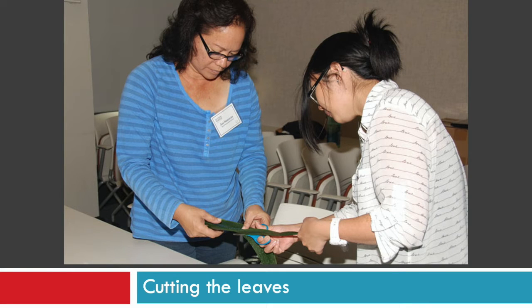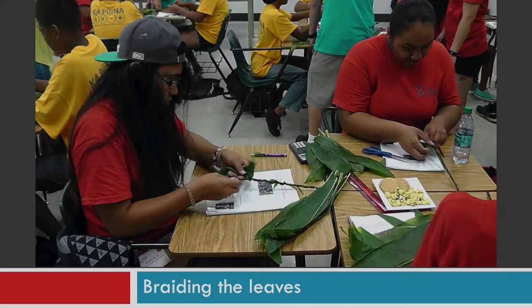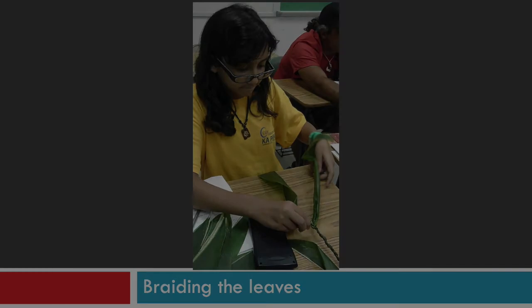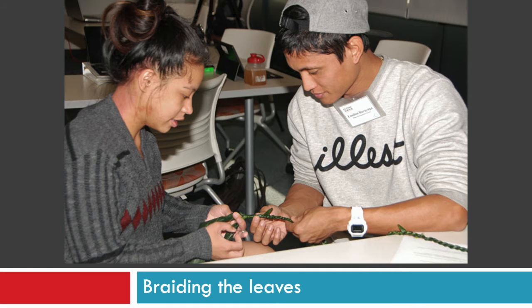After measuring the leaves, students will cut the leaves in half lengthwise. Next, you braid and twist the leaves together. And then you twist and braid some more. You continue to twist and braid the leaves together until you have a lay of the length that you want.